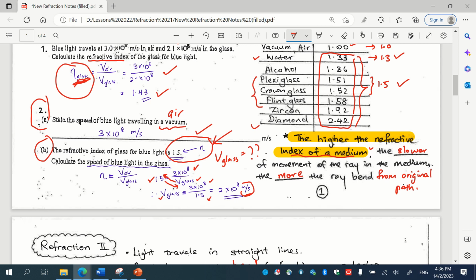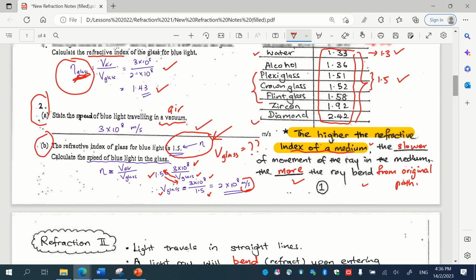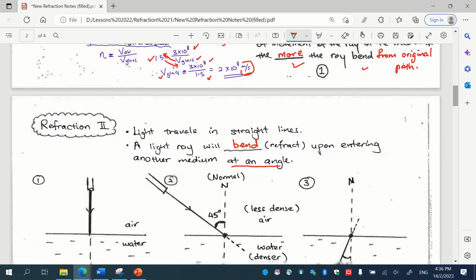And what does it mean? It means the more the ray will bend from its original path. The more it bends, the more it refracts. The higher the refractive index, the more it bends. And how does it bend? We are coming to the drawing now.